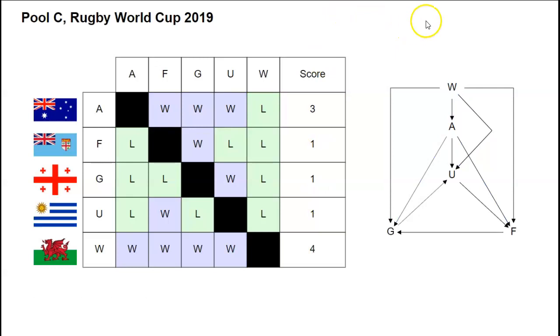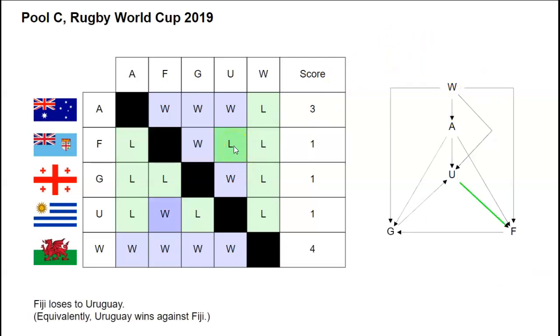And we can also illustrate the same results in this kind of graph over here. The convention we're always going to use is we have an arrow from the winner to the loser. So here Uruguay beats Fiji, so we have an arrow marked in green now from U to F, indicating that Uruguay beats Fiji.